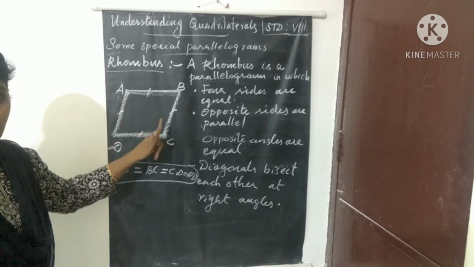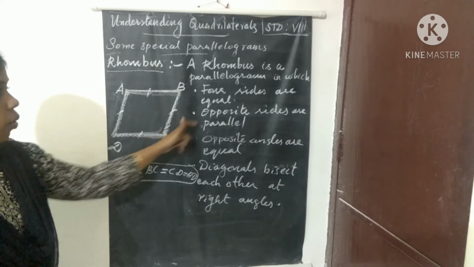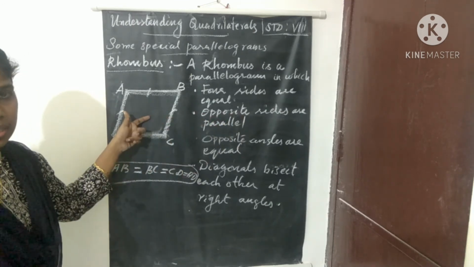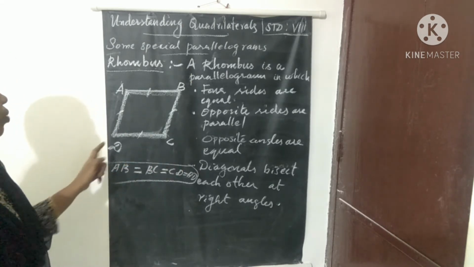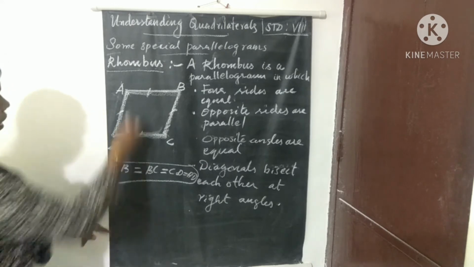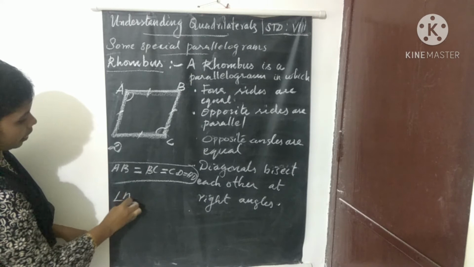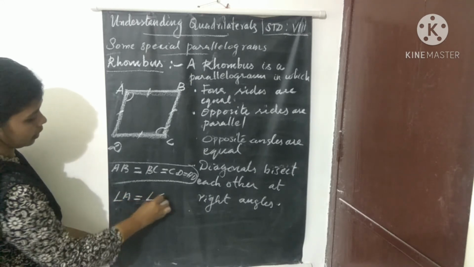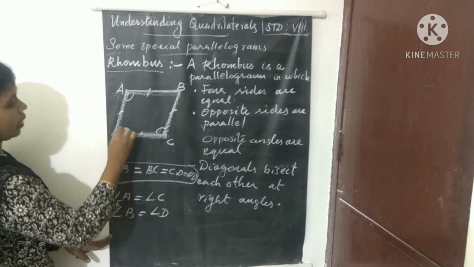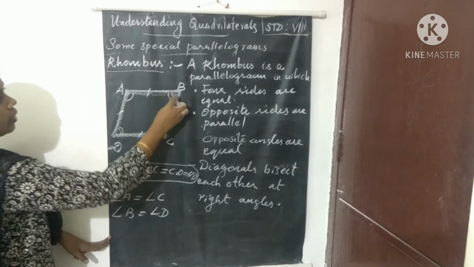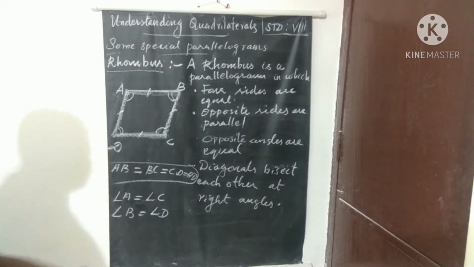A rhombus is a parallelogram. Parallelogram means opposite sides are parallel. Second property, opposite sides are parallel. Third property, opposite angles are equal. What is the opposite angle of A? Angle C. What is the opposite angle of B? Angle D. These two angles and these two angles are equal pairs.